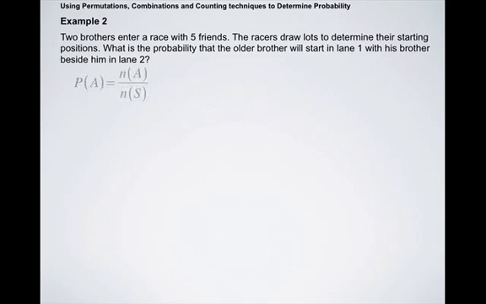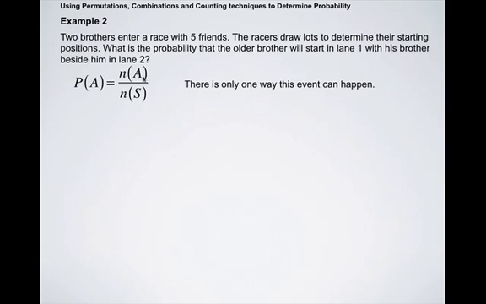First method is we're going to only consider the 2 lanes, so lane 1 and lane 2. So if the older brother is going to start in lane 1 and his brother beside him in lane 2, there's only one way that this event can happen. So when we calculate the probability, it's equal to the probability of the older brother starting in lane 1 and the younger brother starting in lane 2.